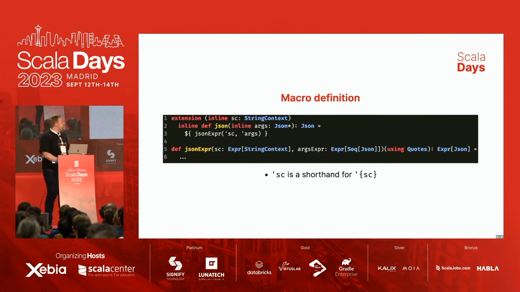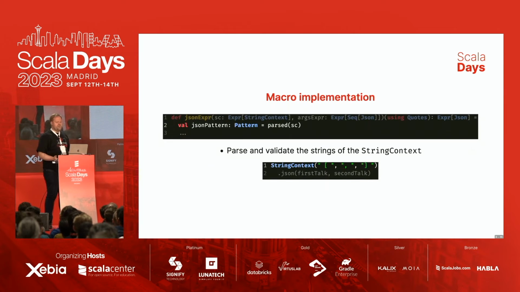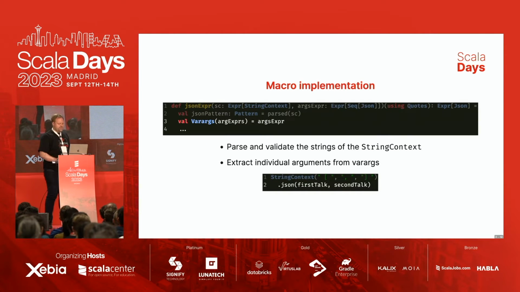Now we can have a look at how we could implement this macro. Here we're going to have the implementation of the macro with jsonExpr, which will take the expression representing the string context and an expression representing the sequence of varargs. The first thing that we need to do is to figure out what's the content of the string context. So we're going to parse the contents of the string context into something that we're going to call a pattern. This is basically an AST of the contents of the string pattern. I will go into it a bit later, and it is extracted from the string context parts.